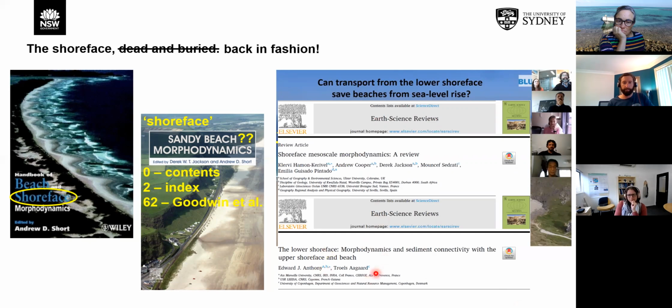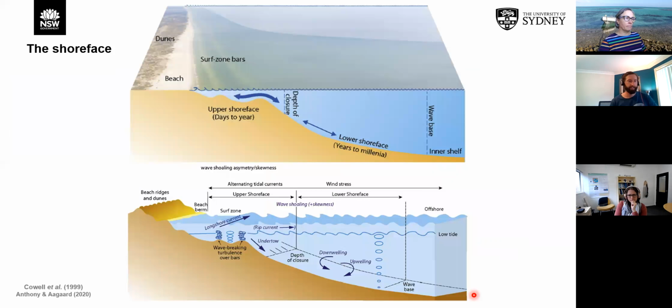I'll pull some figures out of Edward and Troll's recent paper and thank them for doing a lot of good work in prettying up some of the older figures so I could use them here today. So the shore face itself, what is it and what does it do?